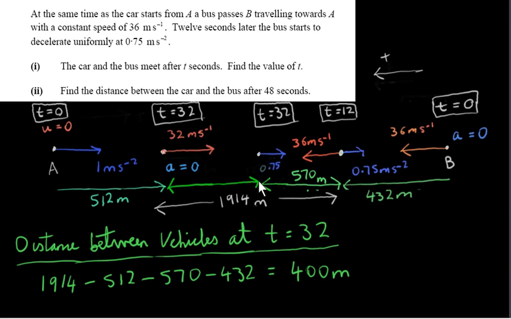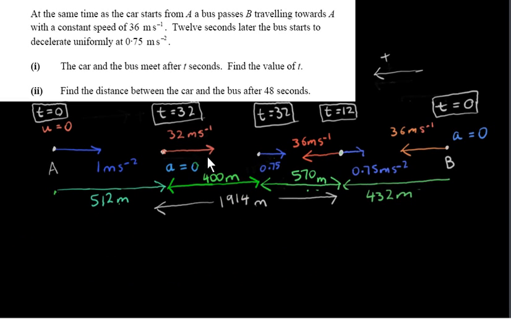We can now get the distance between the vehicles at t equals 32. That's this distance in here. The total distance between A and B is 1914, so we just subtract off these three distances and we get 400 meters. So this distance here is 400 meters. So now we need to analyze the motion of the two vehicles as they travel over this distance of 400 meters.